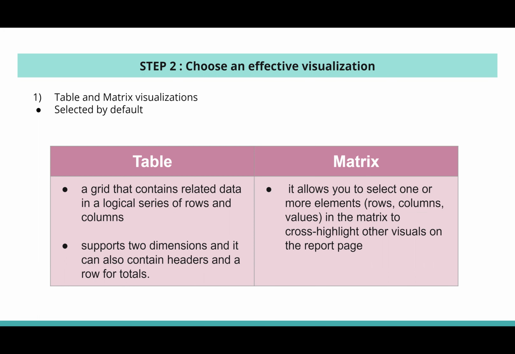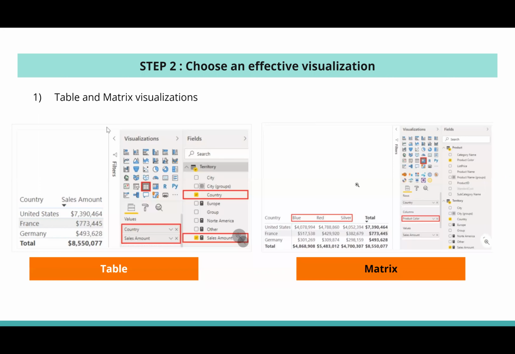So the next slide is, okay, this is a table. You can see that the matrix visualization has much more detail. You can add more rows by columns, and the table is much simpler. Okay, so the next visualization is the bar and column chart.